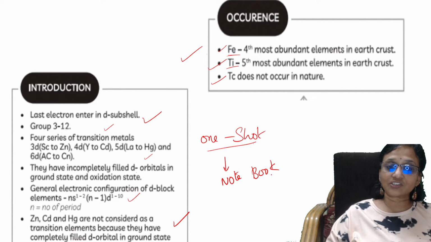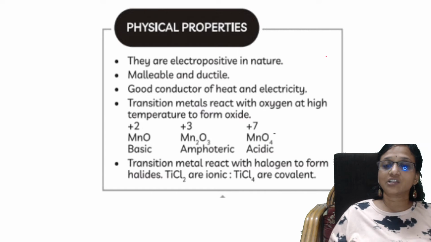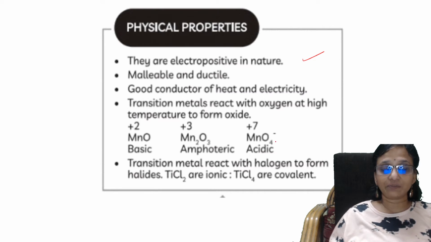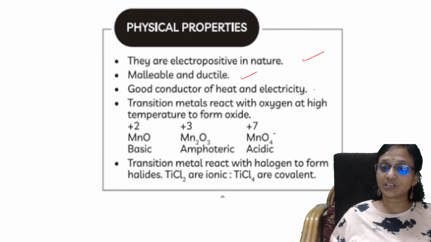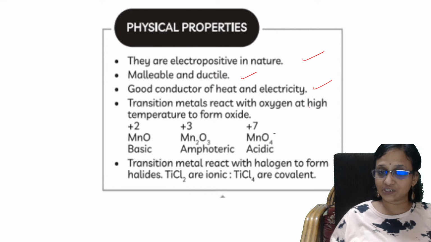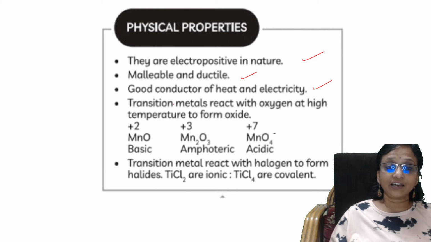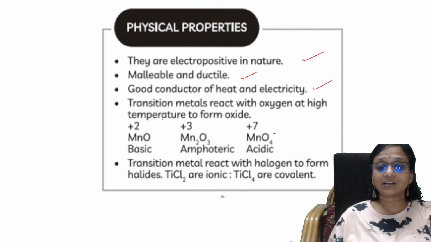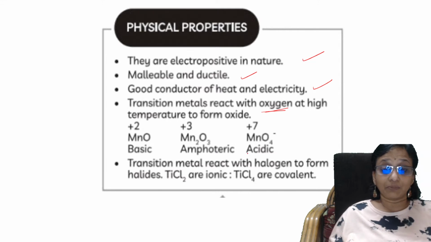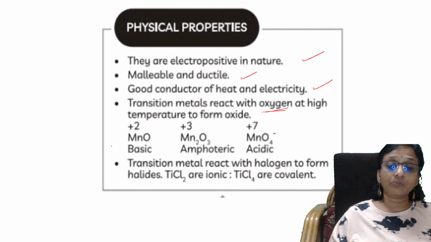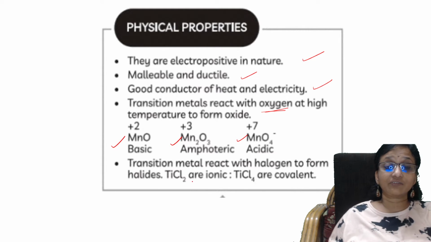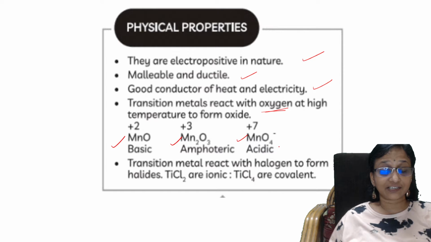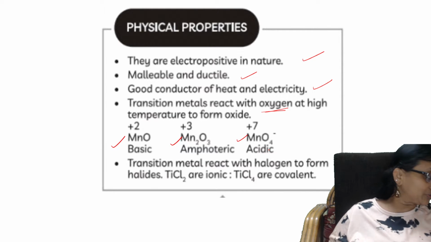After occurrence and introduction, next I have taken physical properties. You all know they are electropositive because they are metals, malleable and ductile. Because they have a lot of free electrons, they are good conductors of heat and electricity. Transition metals react with oxygen. To prove that, we have picked manganese, which reacts with oxygen to form basic, amphoteric and acidic oxides. One question asked is why lower oxides are basic and higher oxides are acidic in nature. That question we are going to discuss now.